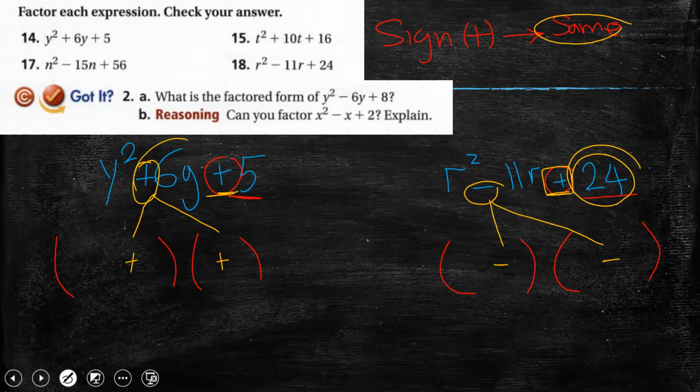I will look at the B. If B is positive, I will put positive, positive. And if B is negative, it will be the same, negative, negative. This is for the first and the second case. Now let's go to the third case.